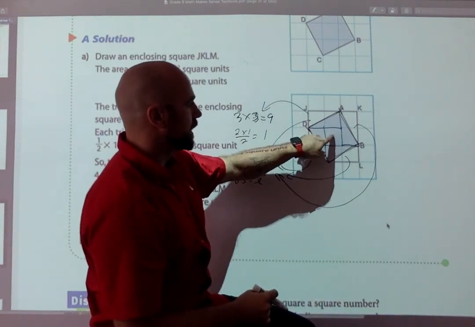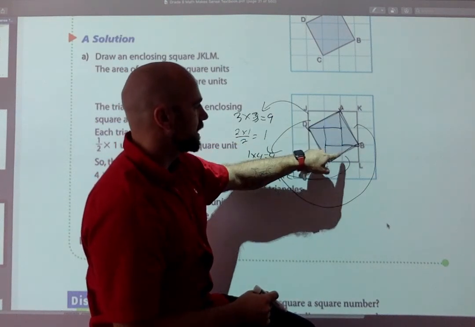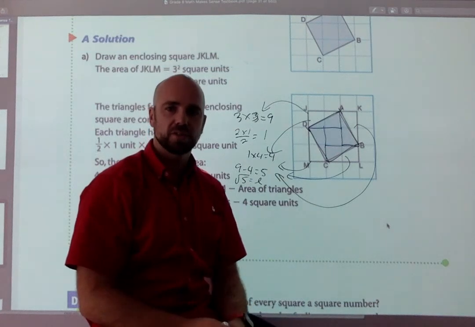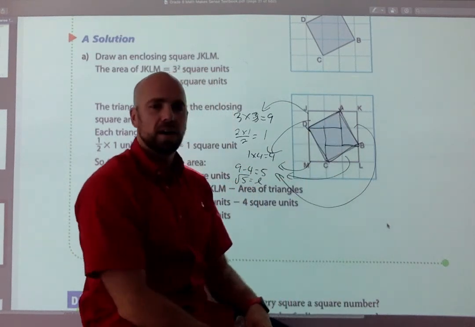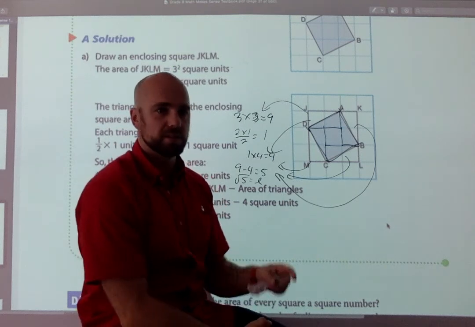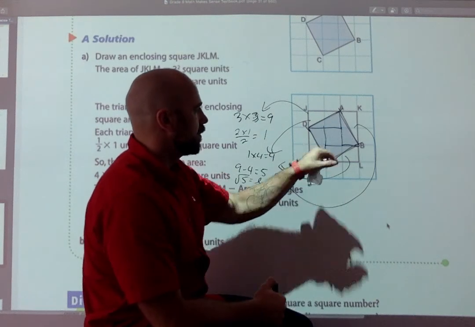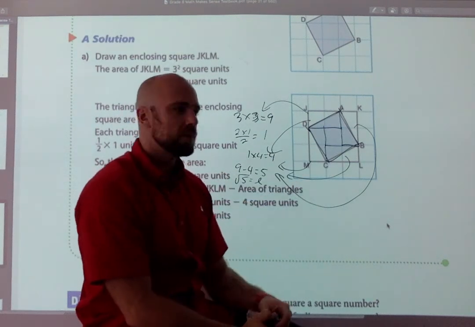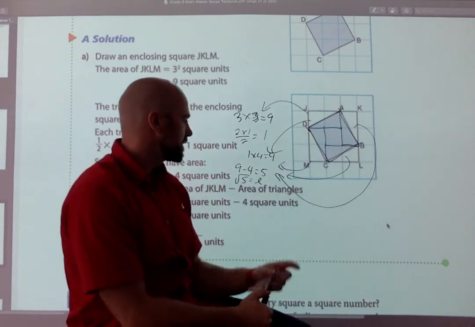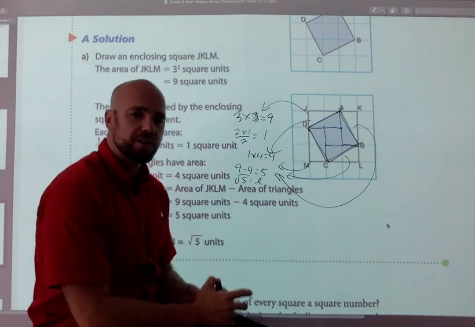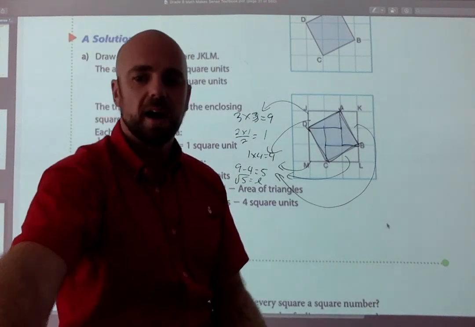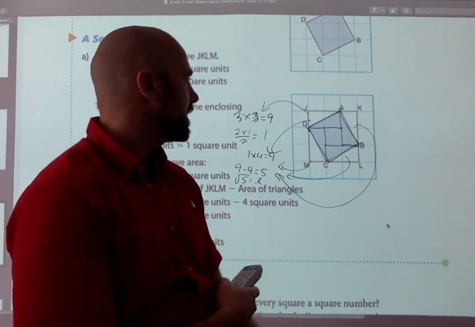So we have 1 square unit here, and then we would calculate what the area of each of those triangles is. In this case, it's 2 times 1, so 2 times 1 divided by 2 is 1. And then we have 4 of them. So 1 times 4 is 4, plus our 1 in the middle gives us 5, and we get the exact same answer. So no matter which method we use, we end up getting the same thing.